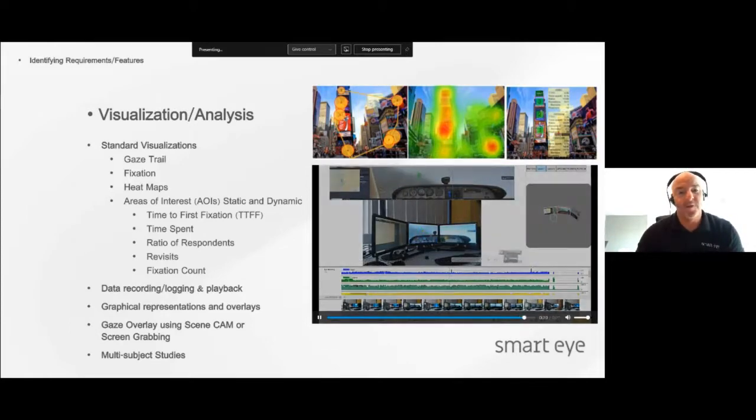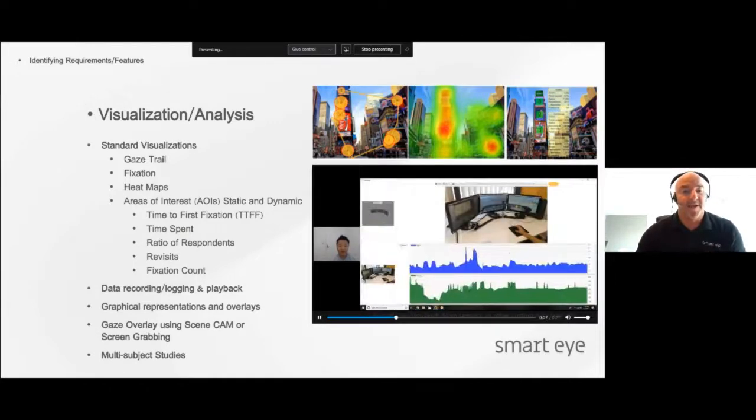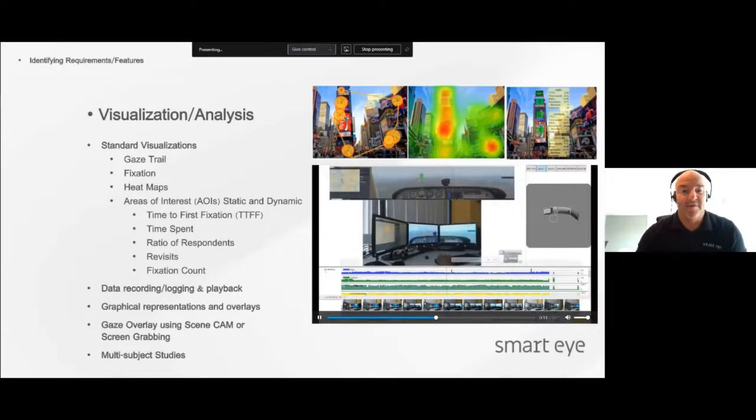Another option is performing screen grabbing overlay, which is where the live video output from a display is split and laid directly into the 3D world model for finite gaze overlay. This method provides more precision and eliminates issues with parallax errors.